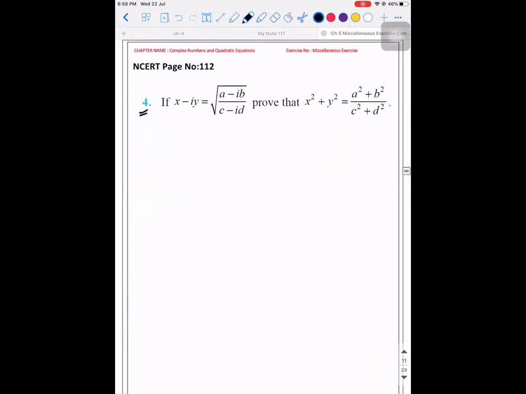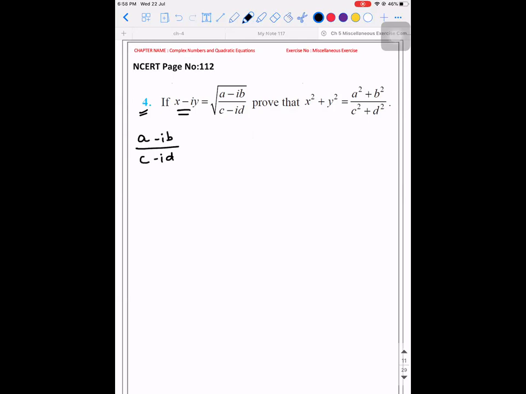The fourth one is: if x minus iy is equal to the square root of a minus ib by c minus id, prove that x square plus y square is equal to a square plus b square by c square plus d square. For this problem, we'll start like this: square on both sides. You can either square on both sides, or first convert a minus ib by c minus id into the standard form. Anything is going to give you the same answer.